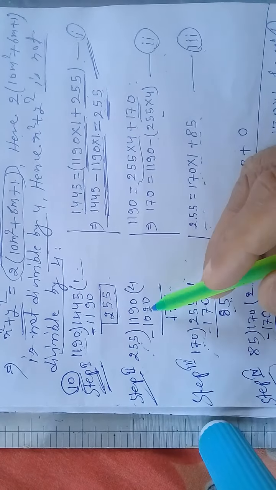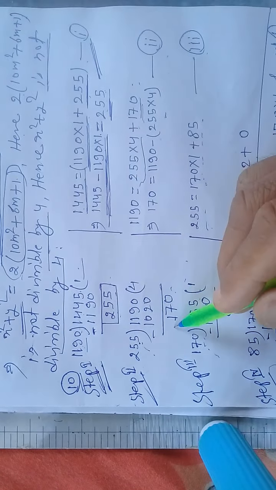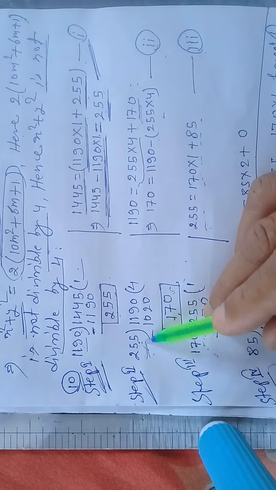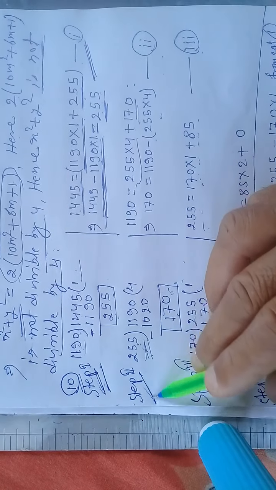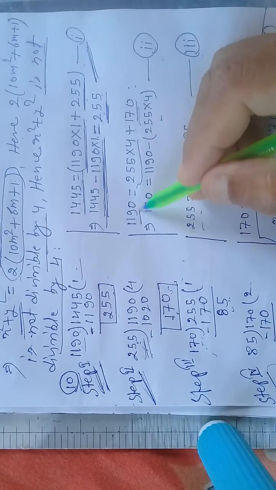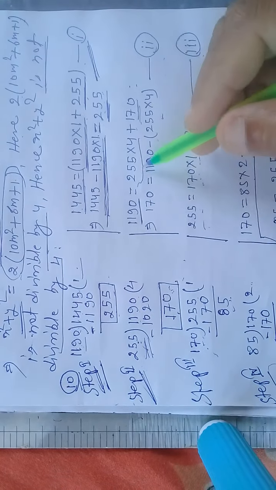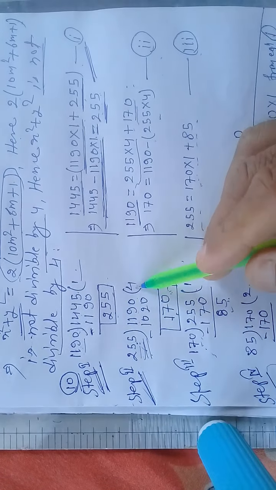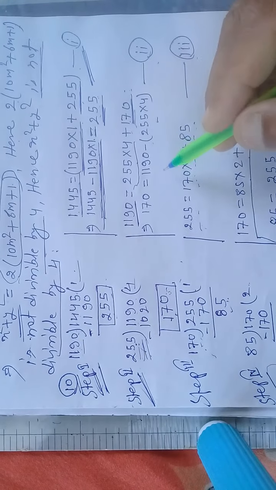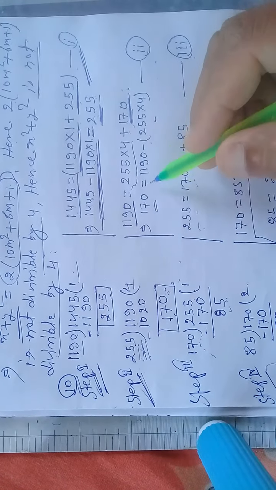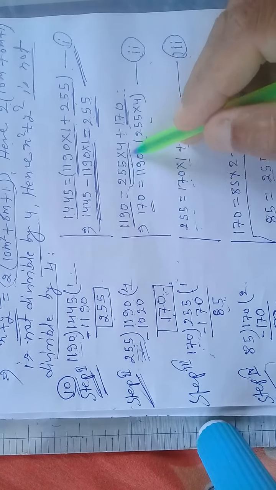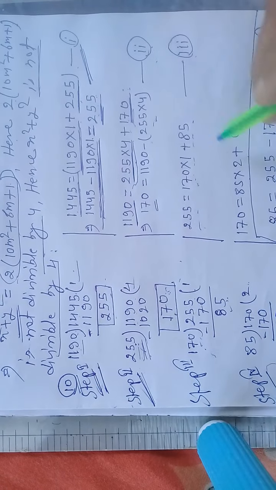In step 2, the remainder 255 divides the divisor 1190, we get remainder 170. 170 is less than divisor 255. In step 2, by the help of Euclid division lemma, we can write dividend 1190 is equal to the product of divisor 255 into quotient 4 plus remainder 170. The value of 170 is equal to 1190 minus 255 into 4. It is equation 2.